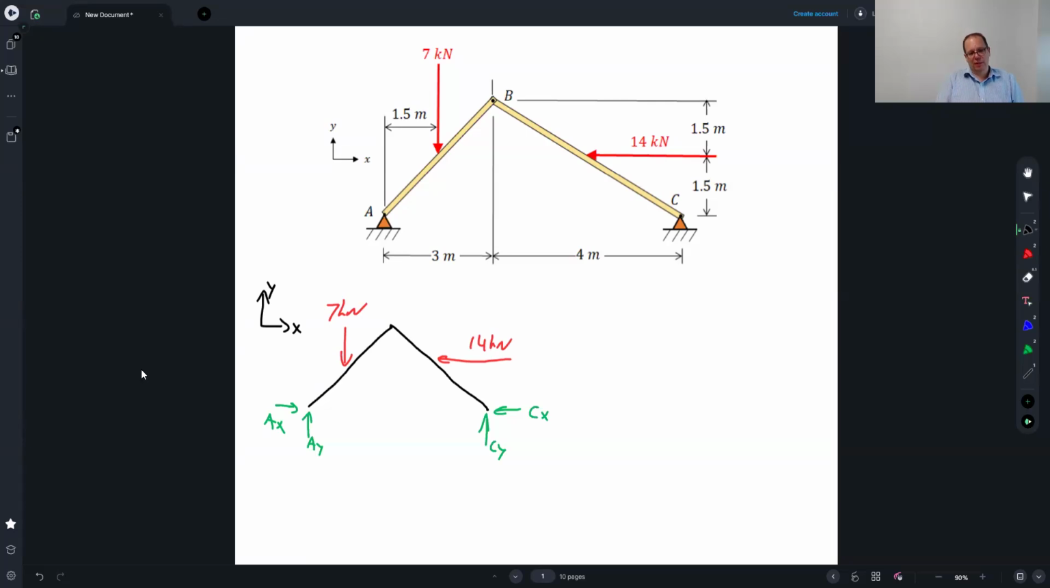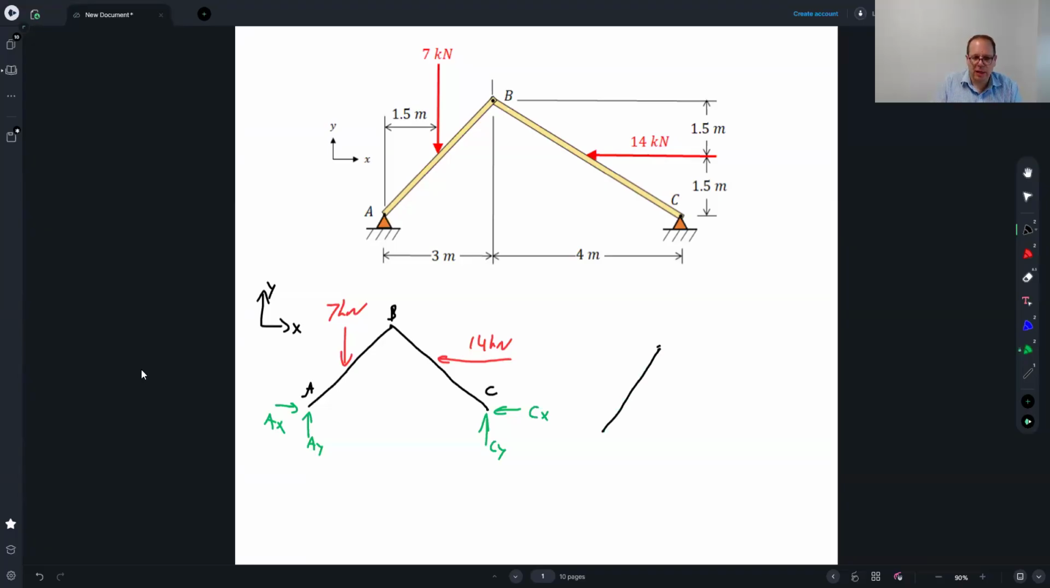And so now we can think about this. Can we get all of our support reactions? Well, we have 1, 2, 3, 4 unknowns. So no, we can't get all of our support reactions. That means we need our other two free body diagrams. So we do the one from A to B, and let's put A, B, C in there. Let's do A, B.